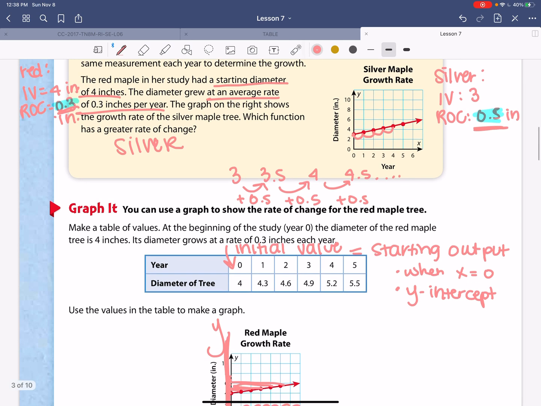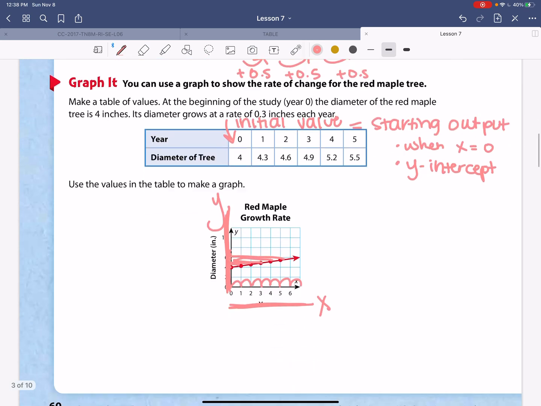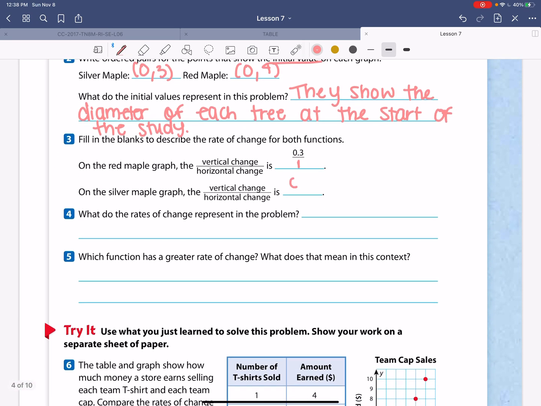Okay, so the change in y, which is how we get from diameters each year, is 0.5 for the silver maple tree. And the horizontal change is the change in year, which is just 1. So what are the rates of change representing in the problem? The rates of change are the growth rates for each tree.